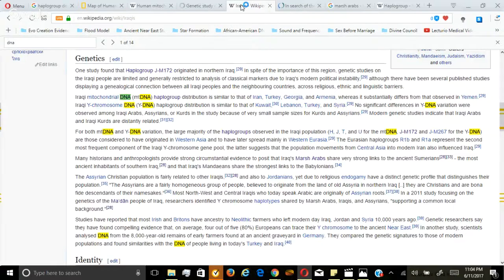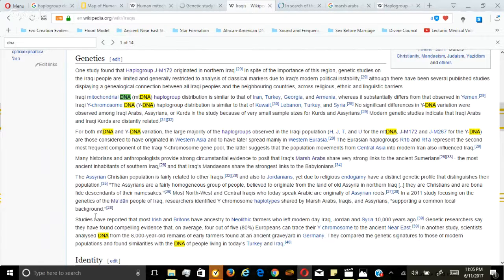there are ways of finding that out. So for both mtDNA and y-DNA variation, the large majority of the haplogroups observed in the Iraqi population, H, J, T, and U, for the mitochondrial DNA, and J-M172 and J-M267, which is for the y-DNA, are those considered to have originated in Western Asia, to have later spread mainly in Western Eurasia.